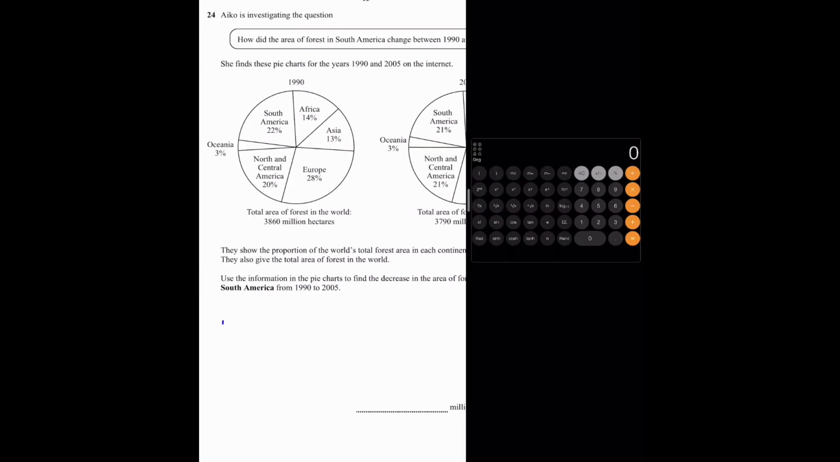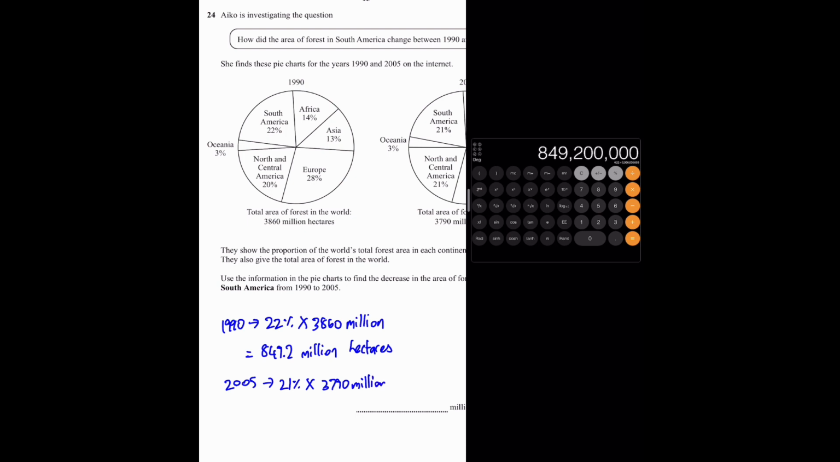Here we are. We can see in 1990, South America had 22% of total forest, and we can multiply that by 3860 million. Now we can say 22% is 0.22 multiplied by 3860, and then make this a million: 1, 2, 3, 4, 5, 6 zeros. That means 849.2 million hectares. This is in 1990. Now 2005, 21% into 3790 million. Now let's check that. Alright. 3790, and then 1, 2, 3, 4, 5, 6 zeros to make it a million. 795.9 million hectares.